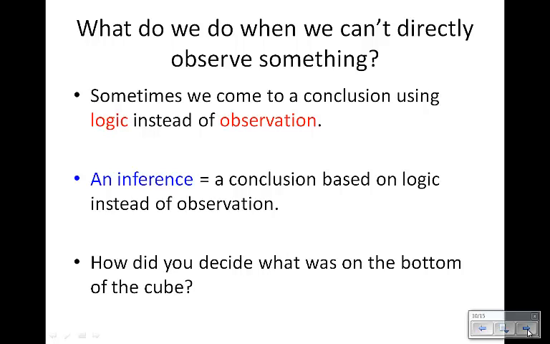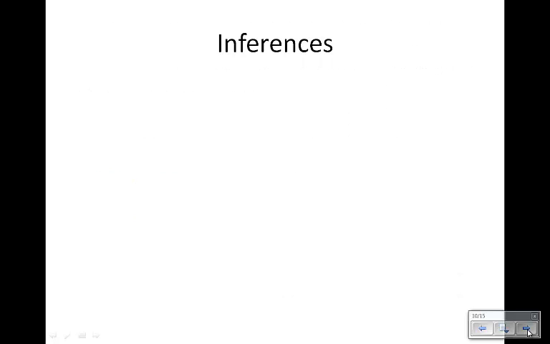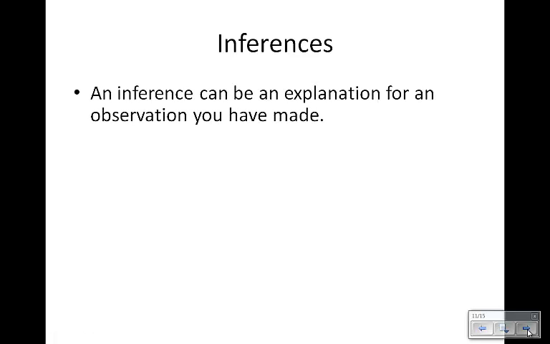So how did you decide what was on the bottom of the cube? What clues did you use to come up with the best idea? You used an inference to come up with the stuff that was on the bottom of the cube. It's sort of like saying an educated guess. But an inference can also be an explanation for an observation you've made.